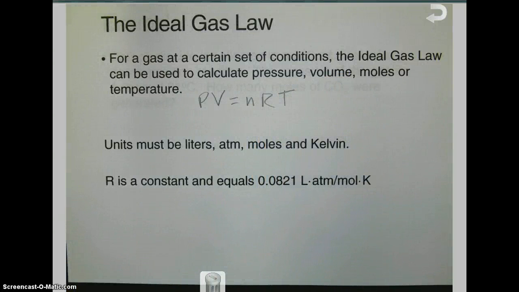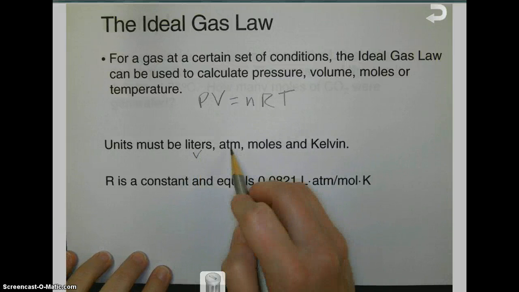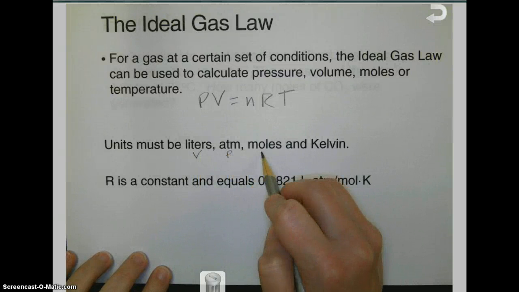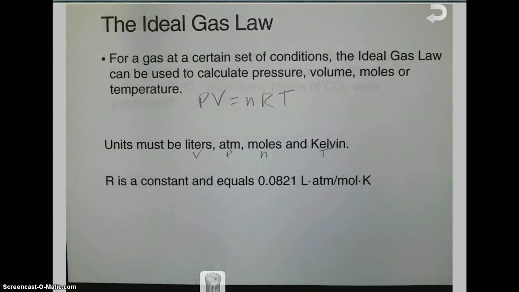Okay, so P for pressure, V for volume, N for number of moles, and T for temperature. Now those units: liters for volume, atmospheres for pressure, moles for N, and Kelvin for temperature. So those are the units that we need, and if we don't have those units, we have to change them.